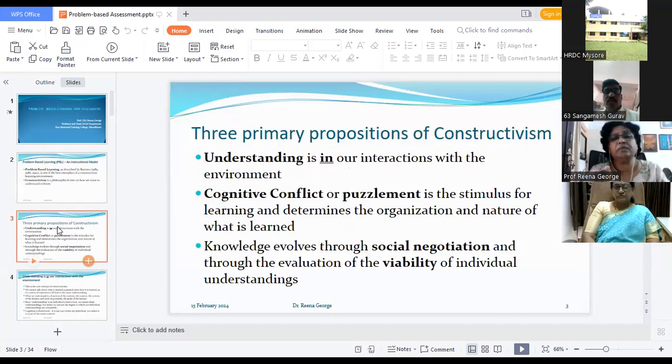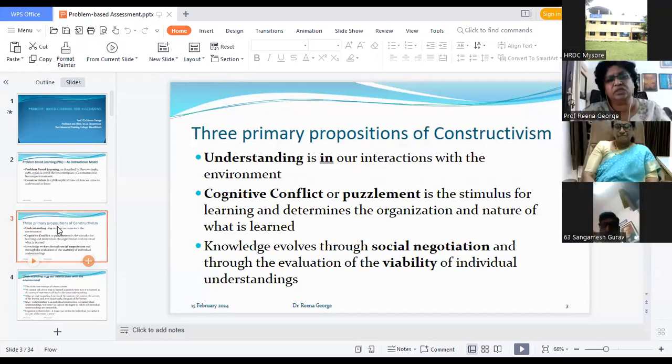Now, the three primary propositions of constructivism, I'm just reminding you. Knowledge is in our interactions with them. It is inherent in us. Nobody is coming and giving us knowledge. It is there within us. This is what constructivism believes in. So we have knowledge within us. The only thing is that we are allowing that understanding to manifest.